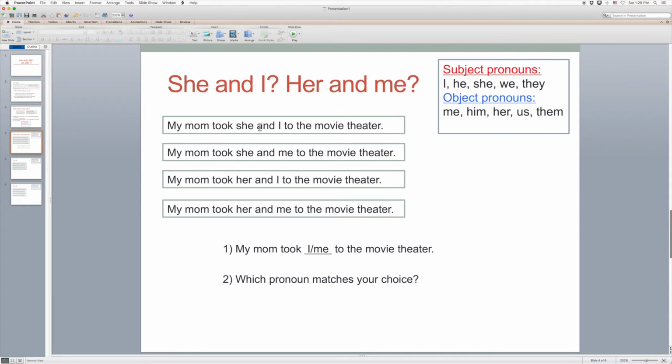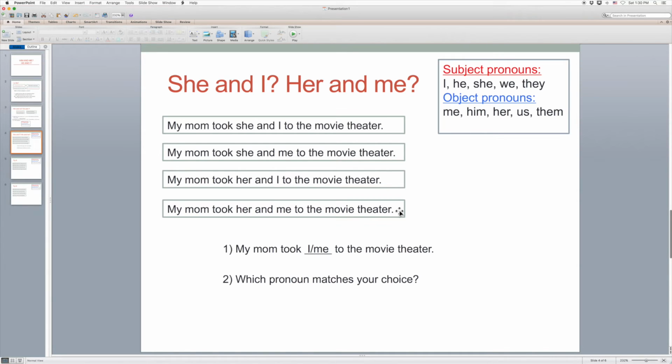My mom took she and I to the movie theater. My mom took she and me to the movie theater. My mom took her and I to the movie theater. Or my mom took her and me to the movie theater.